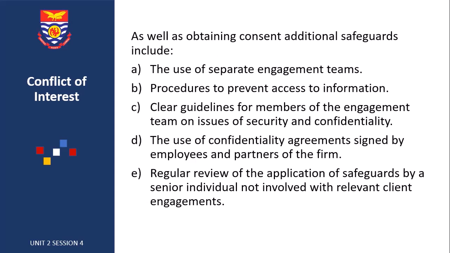Now, aside from that, there are some other additional safeguards that must be looked at. If the conflict of interest is there, you must consider the use of a separate engagement team, and then you have to also take procedures to prevent access to information by the person who is having that conflict of interest. And then there have to be clear guidelines for members of the engagement team on issues of security and confidentiality. Then the use of confidentiality agreements signed by the employees and partners of the firm must also be looked at.